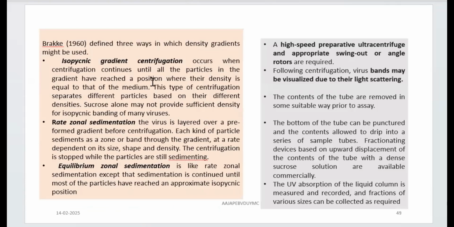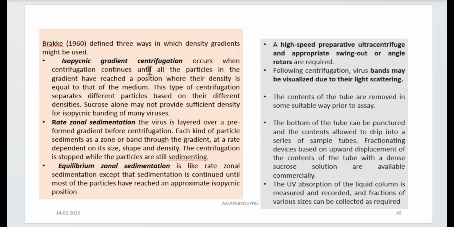Now here, when we talk about gradient, you have different materials, as I said. But when it comes to gradient centrifugation, it is divided into types. Basically, isopycnic gradient centrifugation and rate zonal sedimentation. And further, there is equilibrium zonal sedimentation, a little advanced method you can say, right? Now, in which the density gradient can be used.